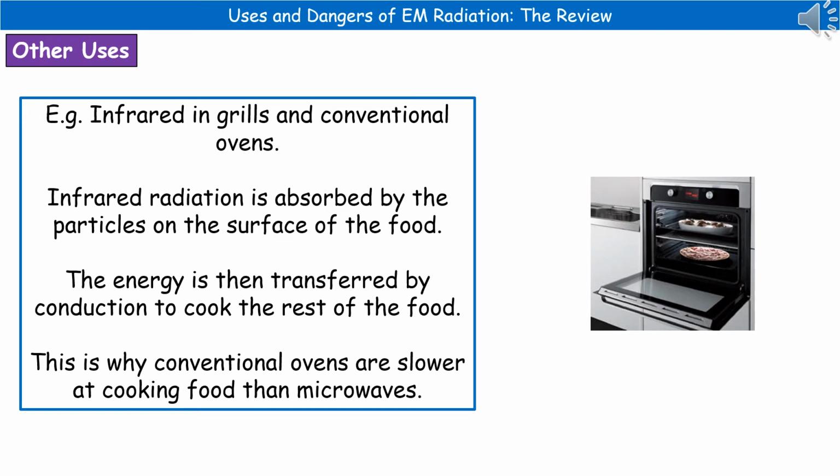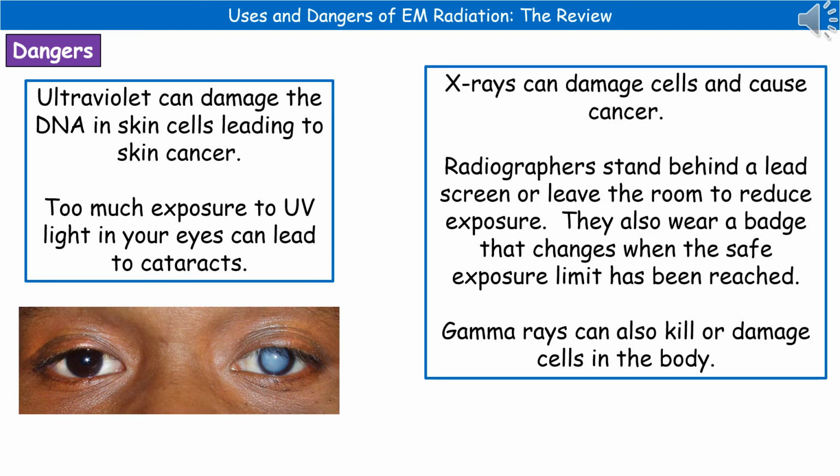If we compare that to a conventional oven, then they use infrared radiation. And infrared radiation is only absorbed by the particles on the very surface of the food. And then conduction has to transfer that energy through the rest of the food to cook it. So because microwaves penetrate further into the food, they're faster at cooking than a conventional oven.